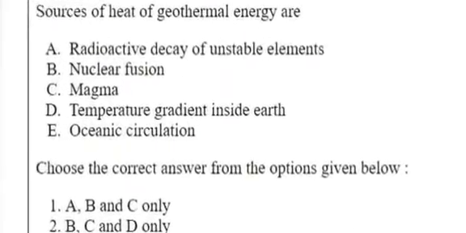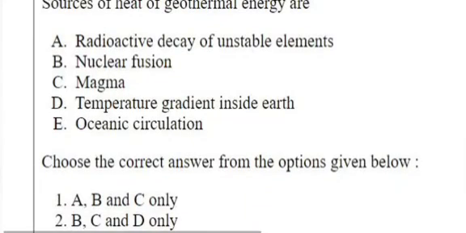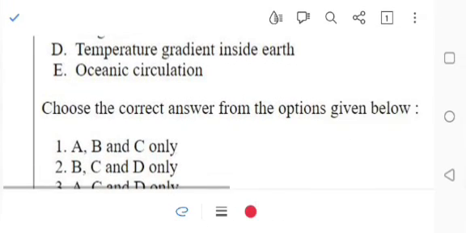Next, sources of heat of geothermal energy are what? Radioactive decay of unstable elements, nuclear fusion, magma, temperature gradient inside earth, oceanic circulation. So these are the options. The correct option will be number C. That means A, C, and D are correct.